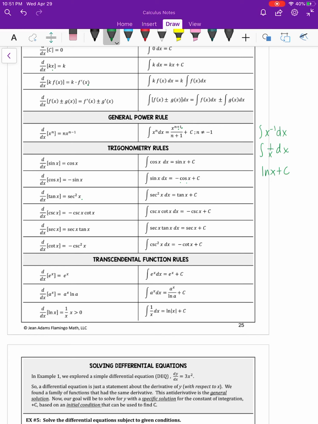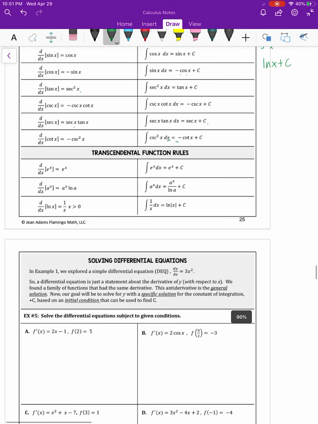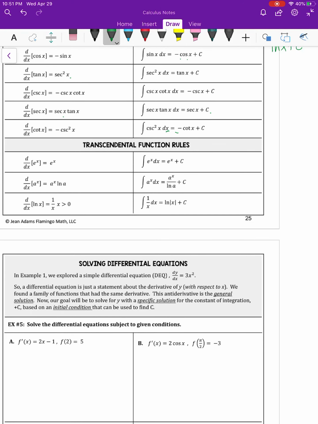Derivative of cosecant x is negative cosecant x cotangent x. If I was integrating cosecant x cotangent x, it would be negative cosecant x plus c. Derivative of secant x is secant x tangent x. If I was integrating secant x tangent x dx, it would be secant x plus c. The derivative of cotangent x is negative cosecant squared x. If I was integrating cosecant squared x dx, it would be negative cotangent x plus c.